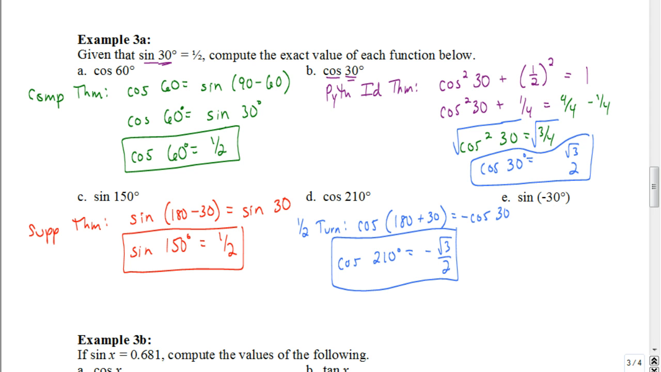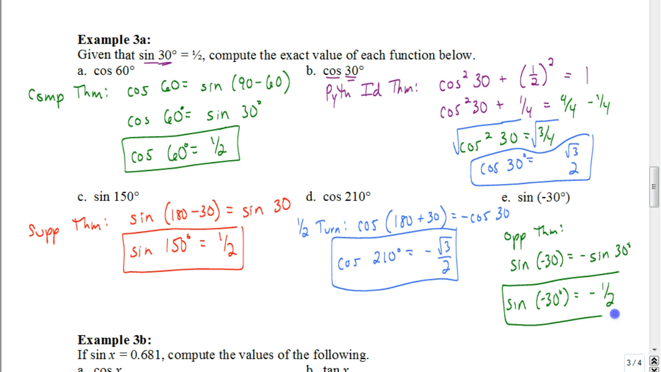And lastly, we have not used the opposites theorem yet. This is where we're going to use the opposites theorem. So this is saying the sine of negative 30 degrees. Using the opposite theorem, we would say then that the sine of negative 30 degrees equals the opposite of the sine of 30 degrees. So that means the sine of negative 30 degrees, if the sine of 30 is 1/2, is going to be the opposite of that, so it's going to be negative 1/2.